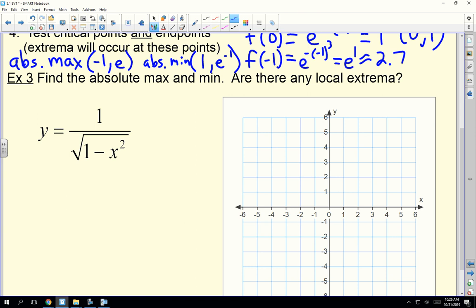I didn't list a domain. What's a reasonable domain for this guy? This goes back to last year. What do we have to do to find a reasonable domain? And then is the domain a closed interval?